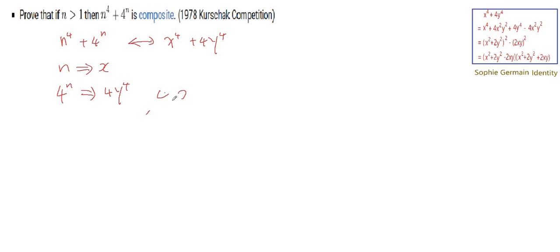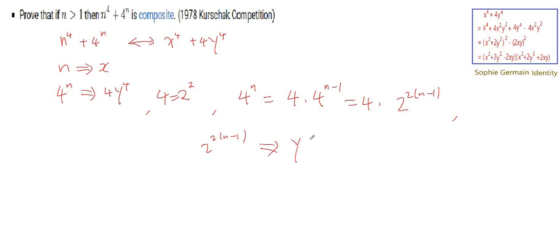Luckily, 4 is 2 squared, so 4^n we can change to 4 times 4^(n minus 1), and 4 times 2^(2n minus 2). So here we hope 2^(n minus 1) can be the same as y to the fourth power.